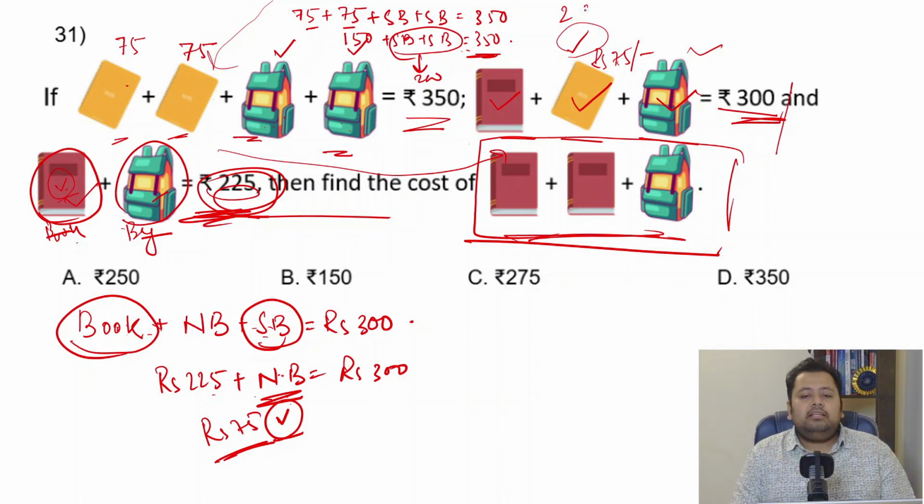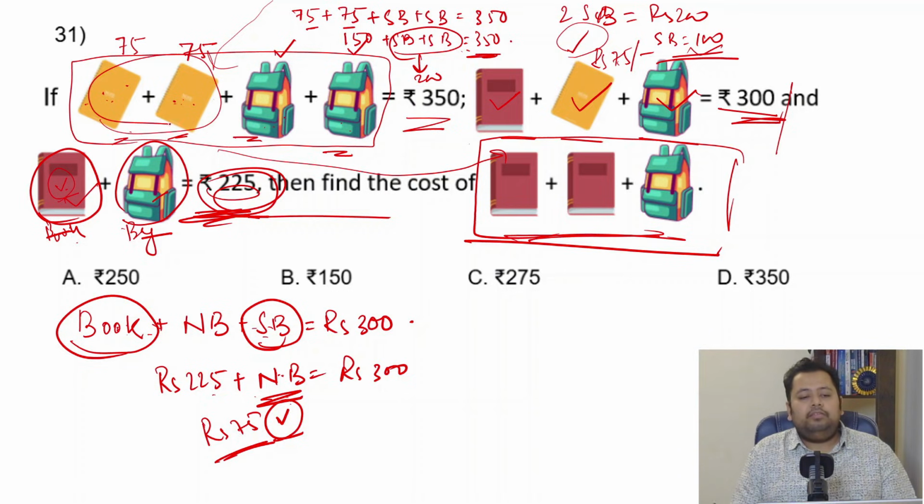So two school bags would cost how much? It should cost 200. So one school bag will be 100 rupees. Correct? Easy. So this is 75. This is 75. So this two makes it 150. If this is 150 and all of it is 300, right? This is 150 plus two school bags. So only two school bags would cost 200. If that is the case, then one school bag will cost rupees 100, right?